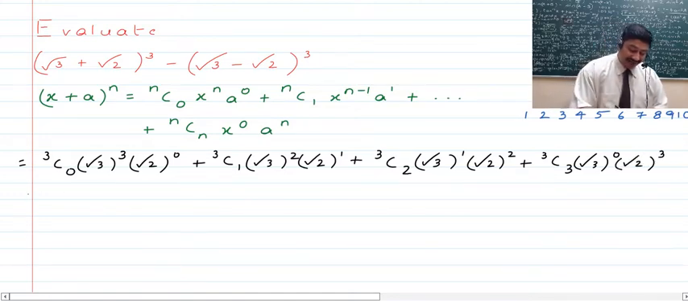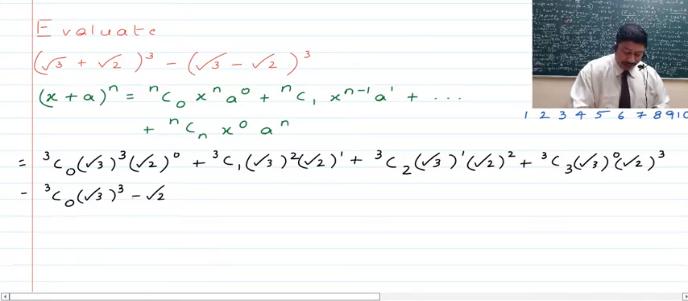Right, from that is to be subtracted now the expansion of the second binomial, which can be written as 3C0 root 3 raised to the power 3 times minus root 2. Remember, we've got to pick up the terms along with their signs, right?